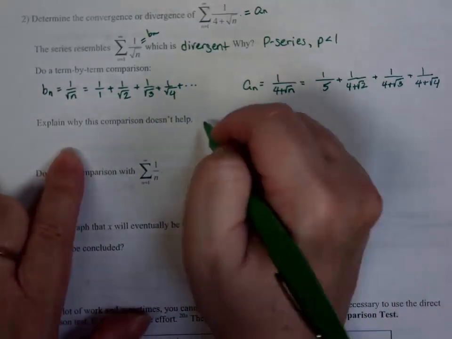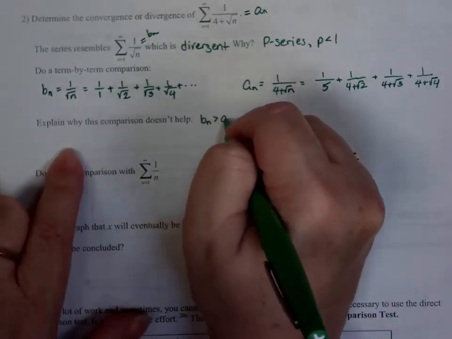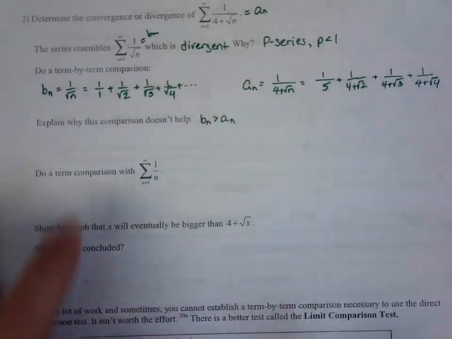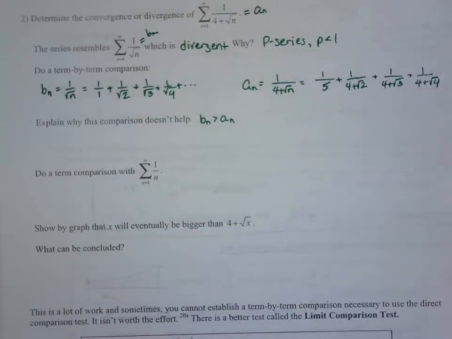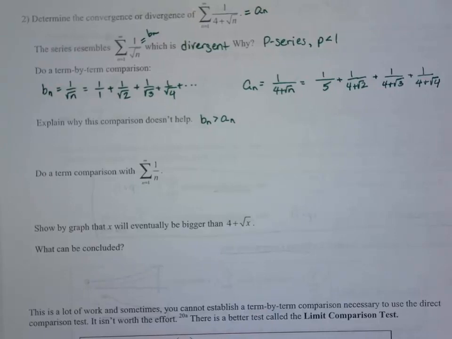Because B is bigger than A. B of n is bigger than A of n. Why doesn't that help? Is it because they do different things? It's not that they do different things, it's I don't know what the other one does. If it's diverging, you have to know what A is doing, right? Because B's on top, B diverging doesn't tell me anything, because A could go anywhere underneath it. Does that make sense? Yeah. A could be anywhere.